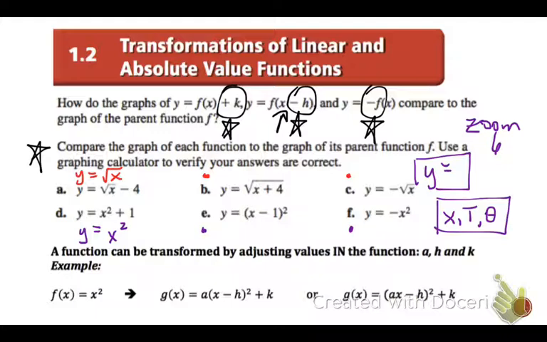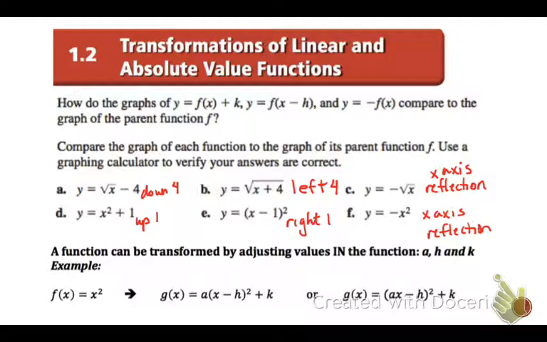Now do the same for the rest of the problems, B, C, D, E, and F. Make sure when you get to problems D, E, and F that you first put in y equals x squared as your comparison, your parent function, and then in the second line put in the function that you see. And then for each one, write the transformations that you see are happening. Are they moving up, down, etc.?